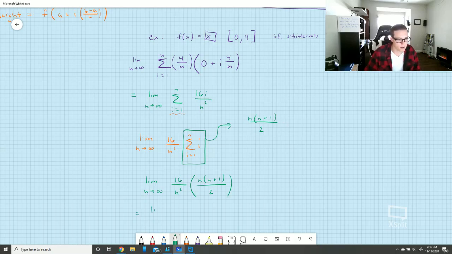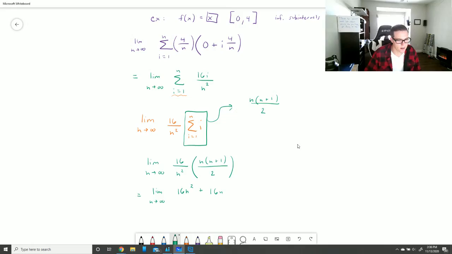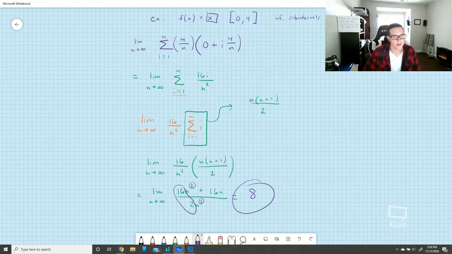Multiply it all together, you get 16n squared plus 16n, all over 2n squared. Otherwise known as, I can take the limit, same powers, top and bottom. That means divide the coefficients. Answer's 8. Done. Is that right?